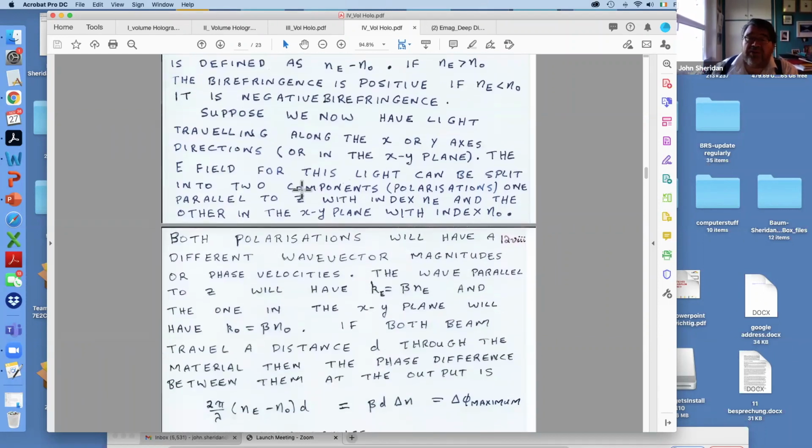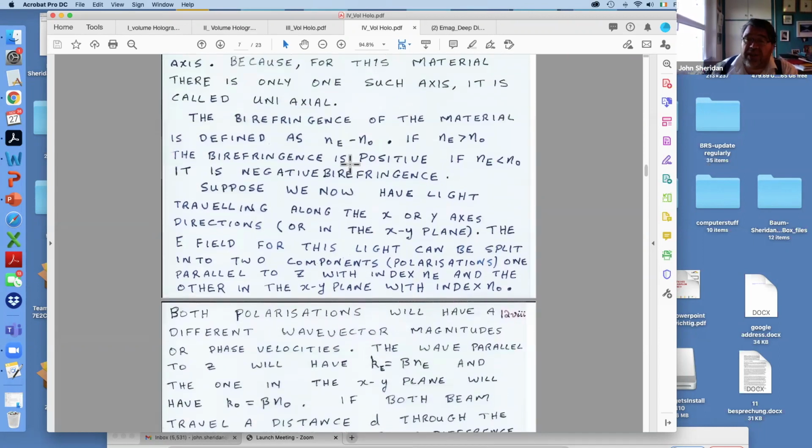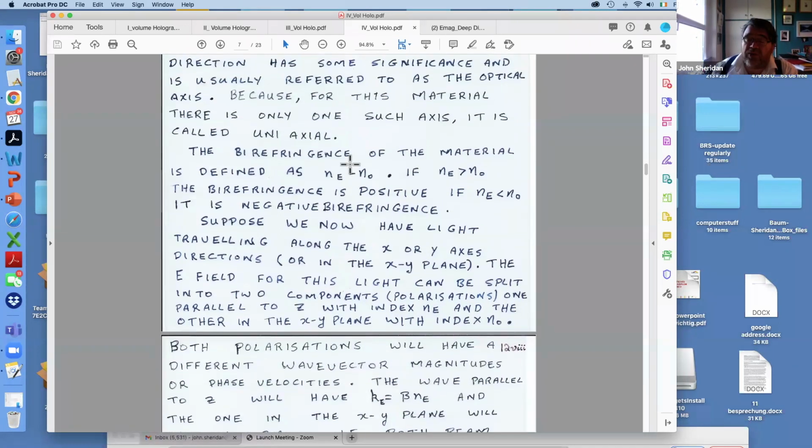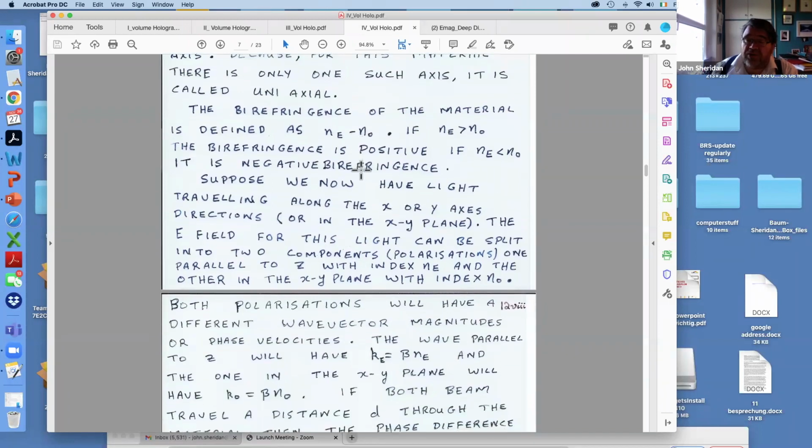Suppose we now have light traveling along the X or Y axis. So now we have a different case, because if it's traveling in the X direction, we're now going to have an E field pointing in the Y direction and potentially another E field component in the Z direction. And those two components are going to see two different refractive indices. In the previous case, the E was in the X and Y, and therefore both had index n0, ordinary, and they both saw the same index.